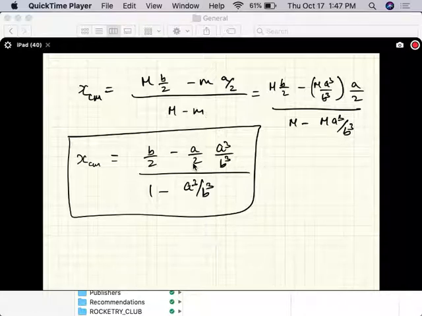Can't you find the center of mass of an object using calculus? Isn't that a way? Yeah, there is.